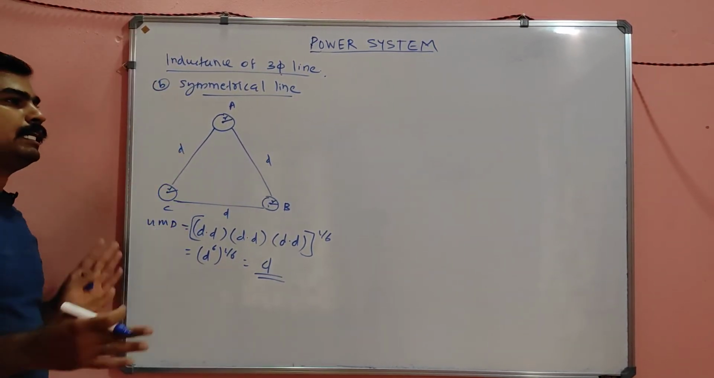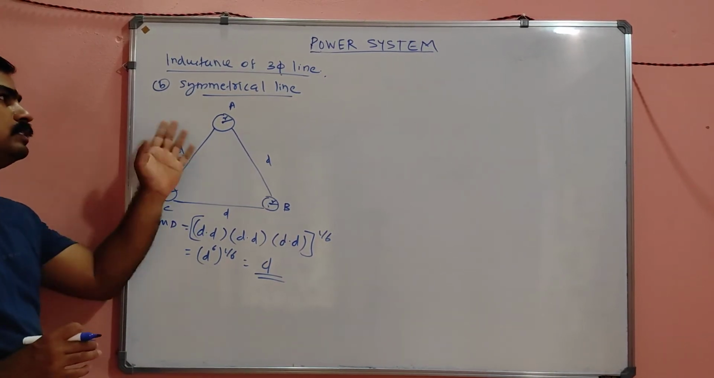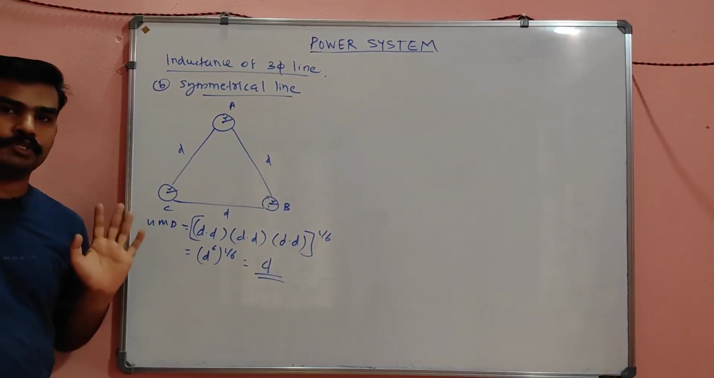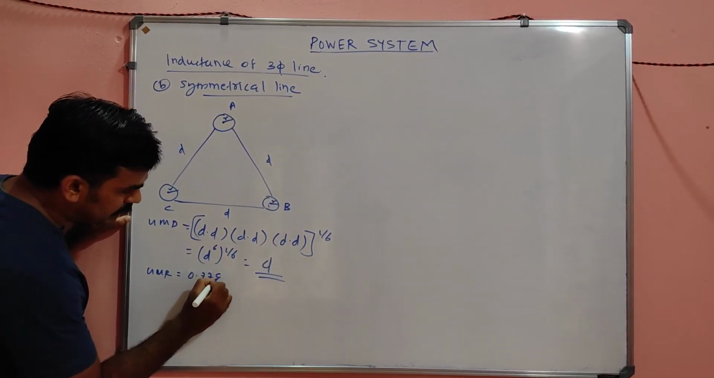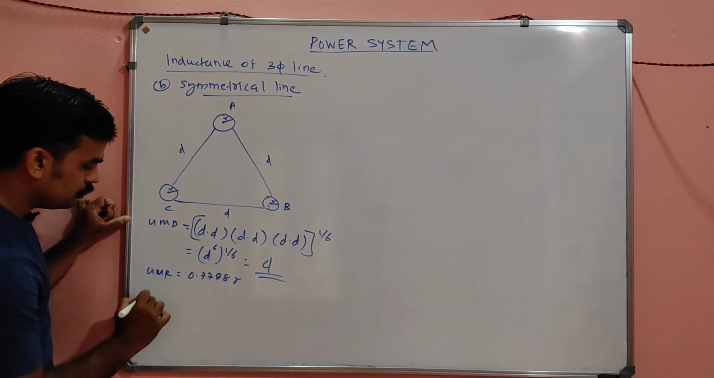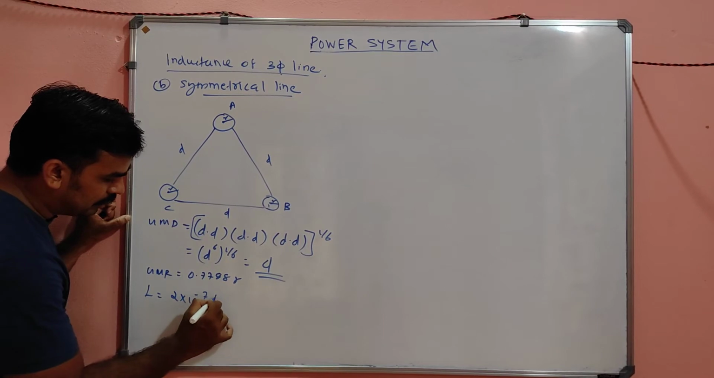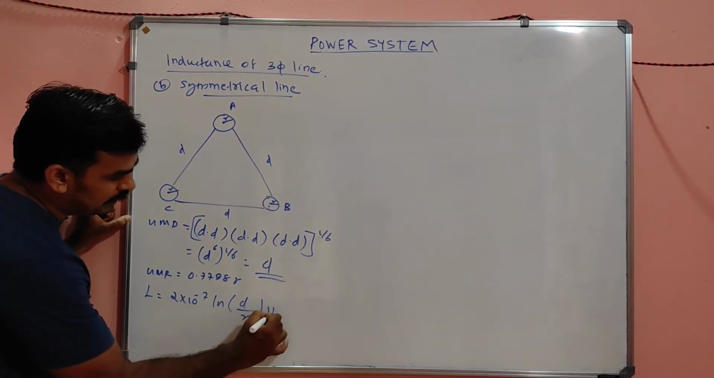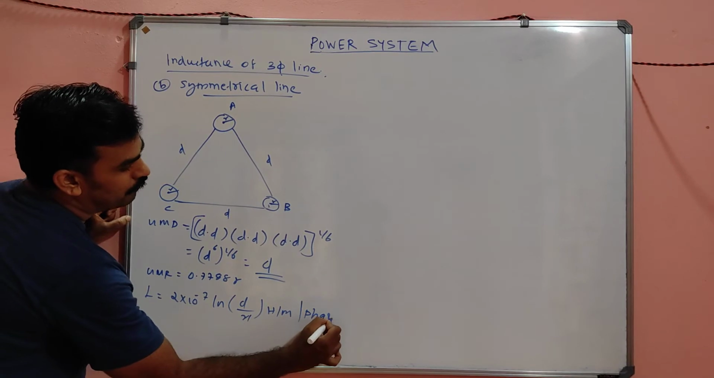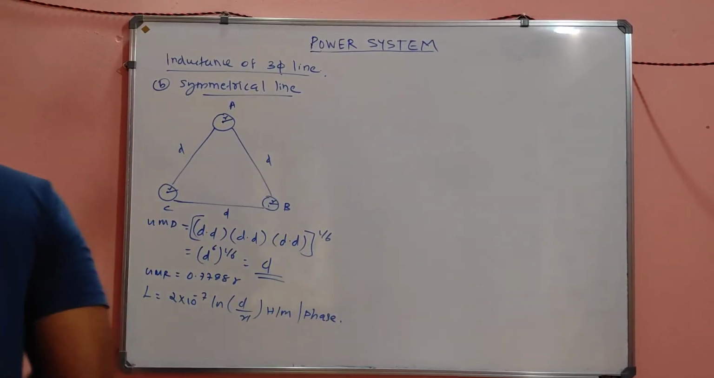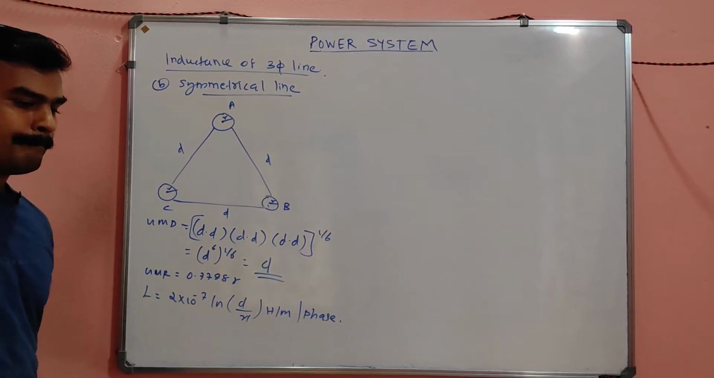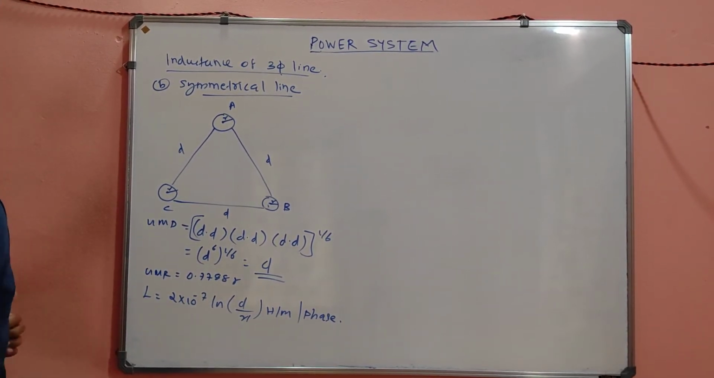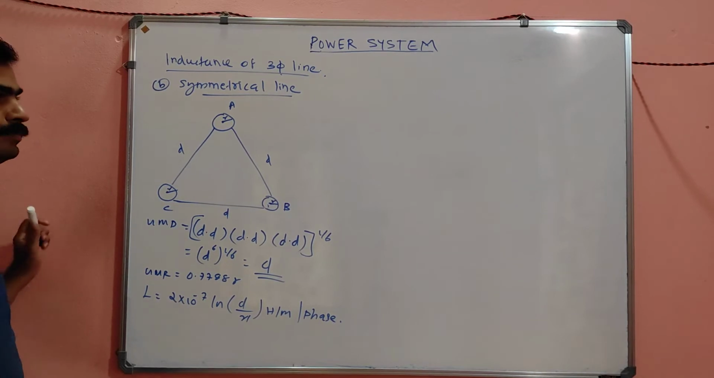If you have 3 equally spaced conductors, then the GMD will be simply the distance between any two. That's all. So GMR is 0.7788 into R, no difference. So our L will be 2 into 10 raised to minus 7 ln D by R dash, simply Henry per meter per phase. That's all. Is it clear?